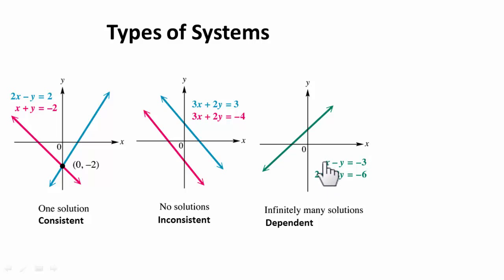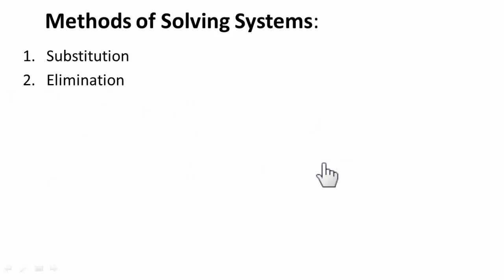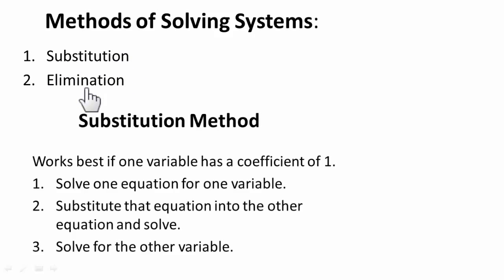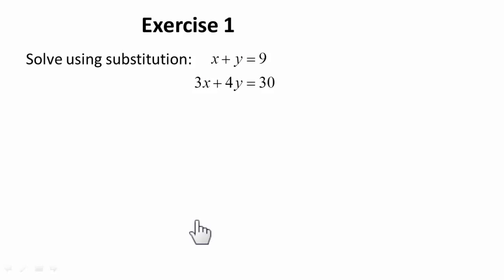So let's begin with a problem. But before we do that, let's talk about the methods of solving systems. First is by substitution. The second is by the method of elimination. With substitution, it works best if one variable has a coefficient of 1. So what you do is solve one equation for one variable, substitute that into the other equation and solve, and then solve for the other variable. It's easier to understand this method once we get into a problem.